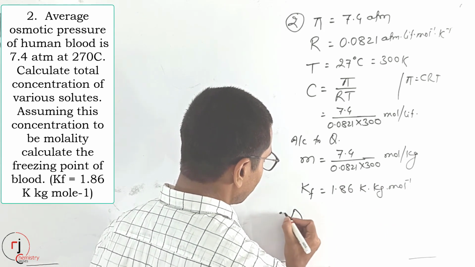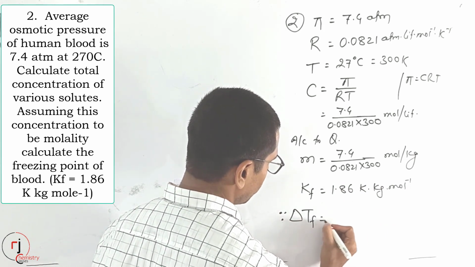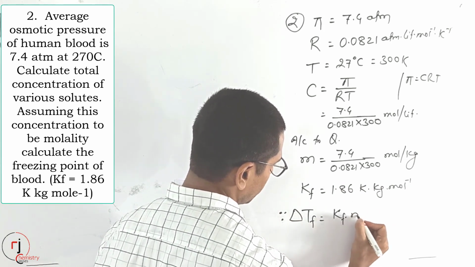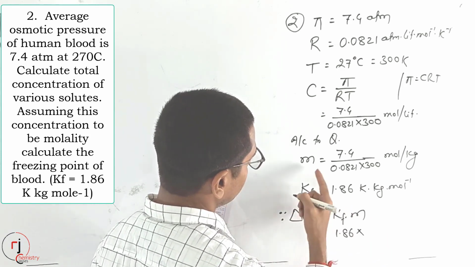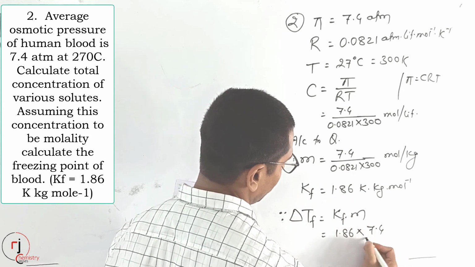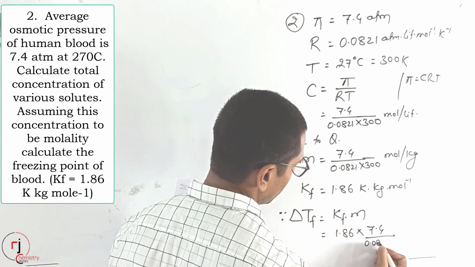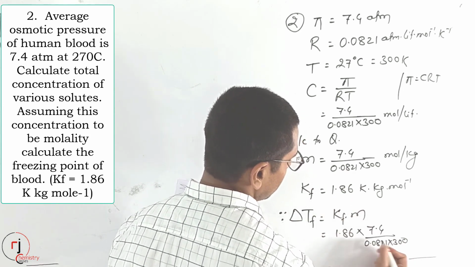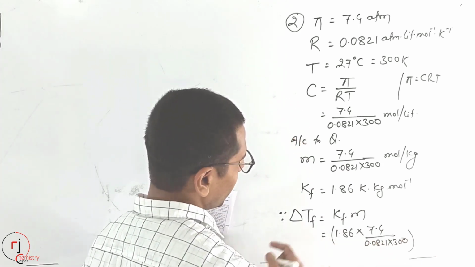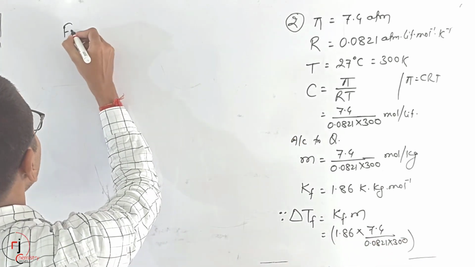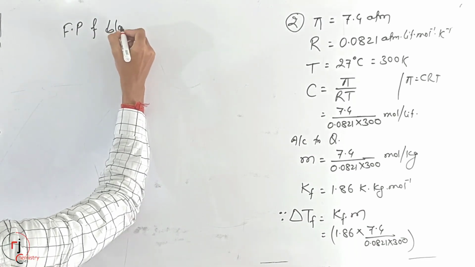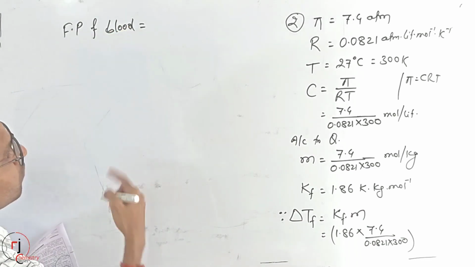Since we know that del Tf, meaning depression in freezing point, is equal to Kf into m. What is the value of Kf? That is 1.86, and what is the value of molality? That is 7.4 by 0.0821 into 300. From this data we can calculate the depression in freezing point, so that the freezing point of blood is, what is the freezing point of pure water?